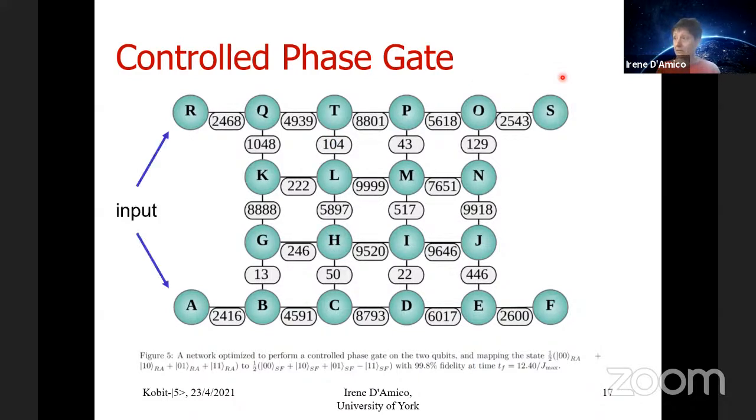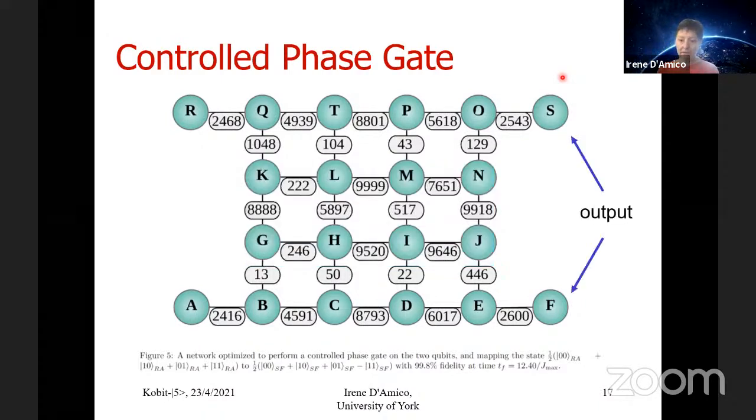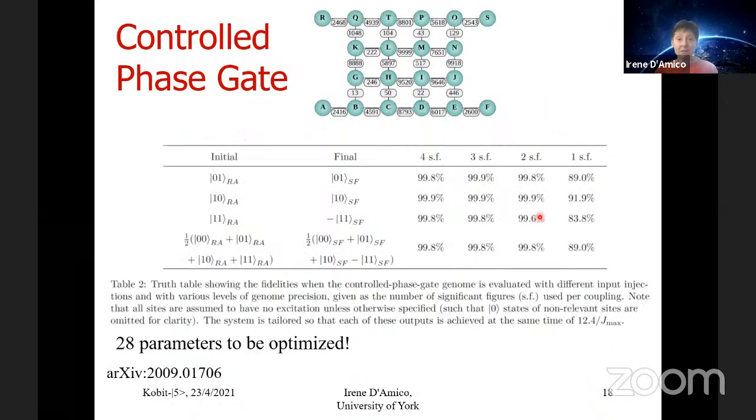So input here, we wait a long time, and the network by itself, this is our requirement, produces there our control phase gate for the states that we have used as input, and we can collect it there. So this would be again a way of entangling different processors using this wire link as a network. And yes, we were able to do this.